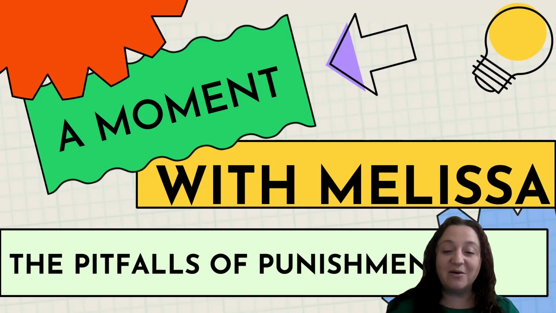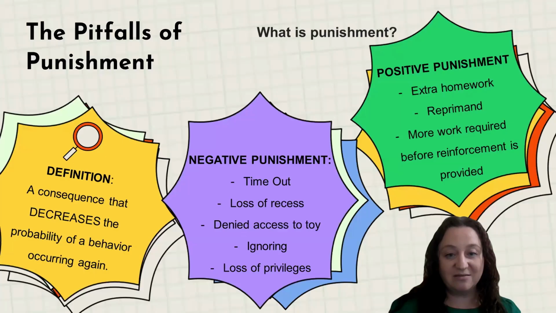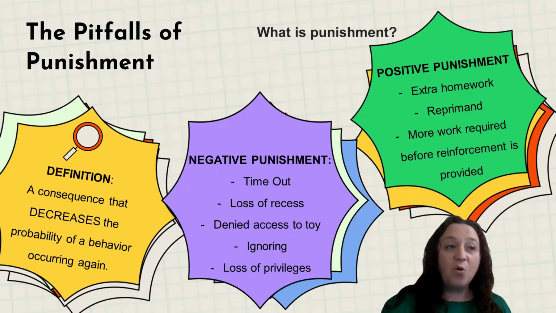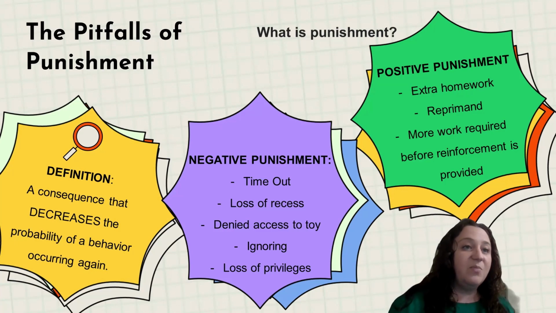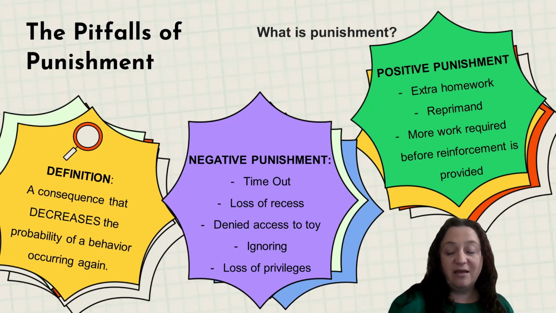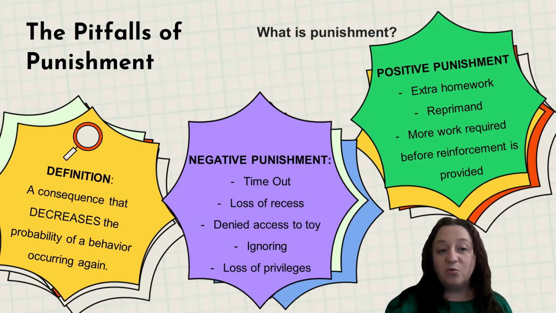Today we're talking about the pitfalls of punishment. So, first, let's talk about what punishment is. The definition for punishment is a consequence that decreases the probability of a behavior occurring again. So, the goal of punishment is to decrease bad behavior by implementing something unpleasant or taking away something pleasant in order to decrease the probability of someone engaging in that behavior again.